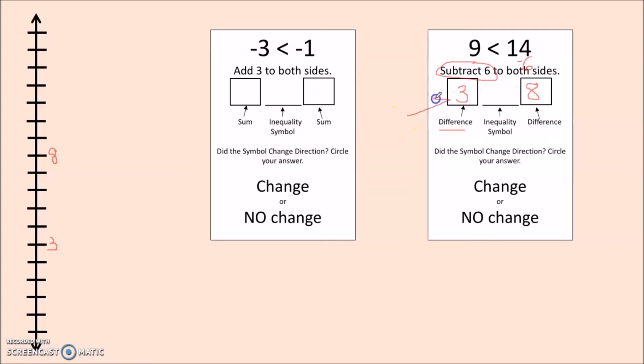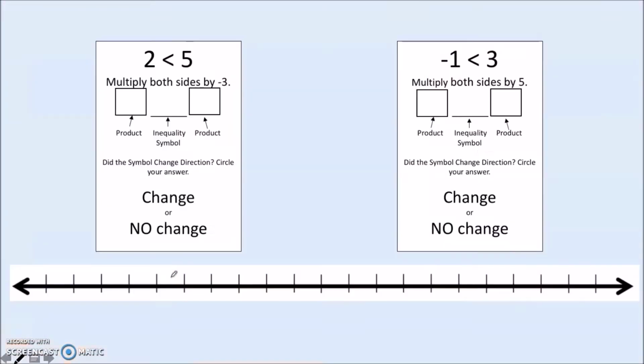We're comparing 3 to 8. Since 3 is further down in the number line than the 8, it is less than 8. We had a less than symbol at the start. We still have a less than symbol. So there was no change in the direction of the inequality. Let's go ahead and look at the next set of examples. In these 2 examples, we're going to be multiplying.